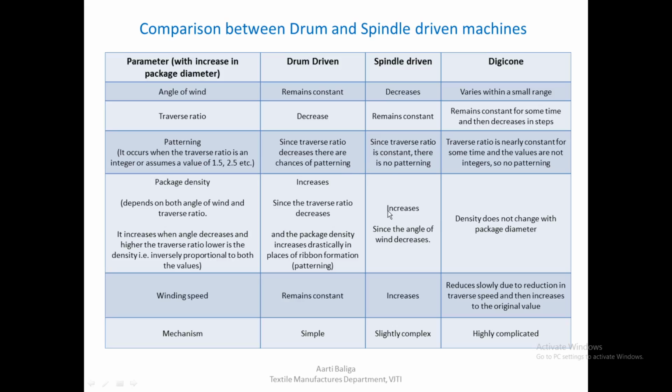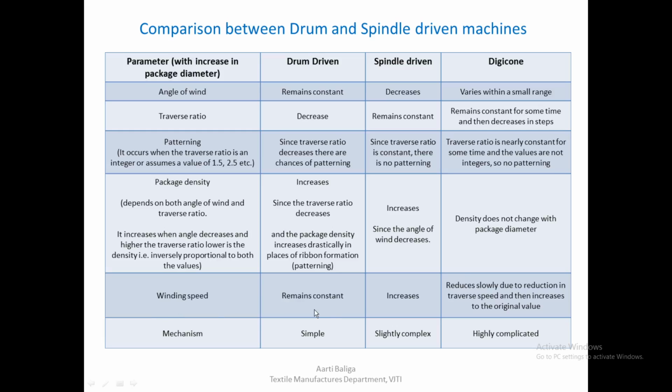Coming to spindle driven, the package density would increase, not because of the traverse ratio, but because of the angle of wind, which decreases as the package builds up. Coming to digicone, density does not change much with package diameter, because all the variations, whether in angle of wind or traverse ratio, are in a very, very small range. As the package diameter increases, density does not change as much as it would in drum driven or spindle driven.